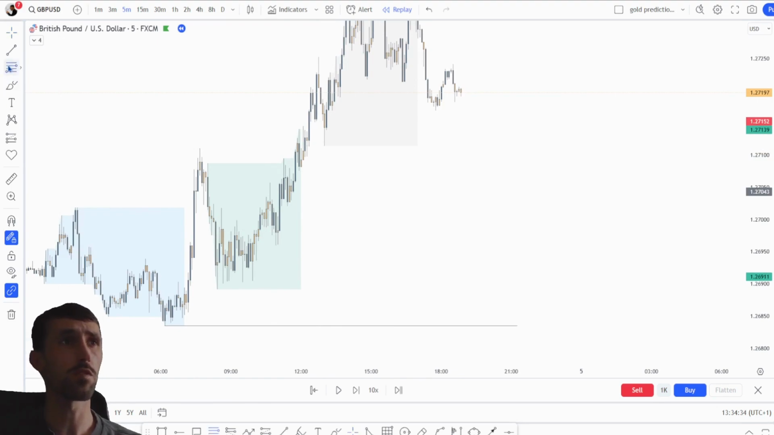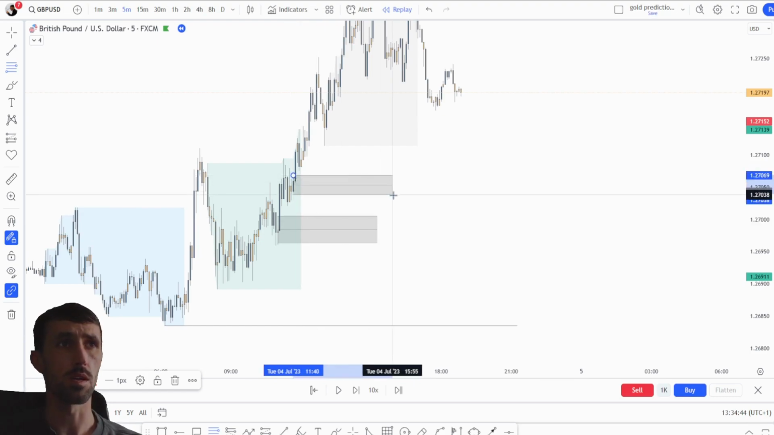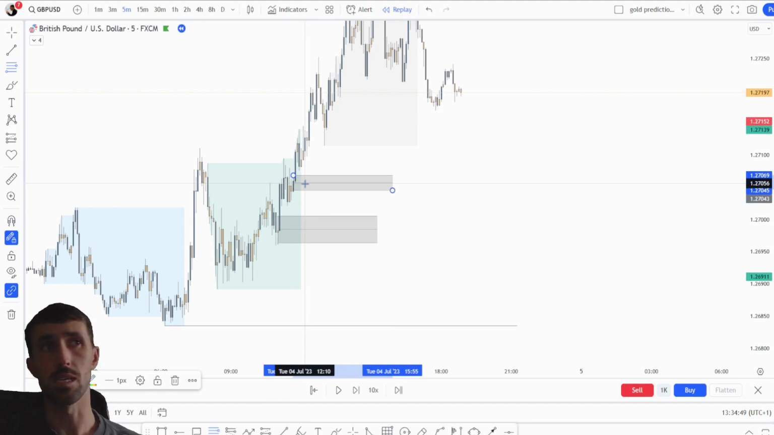Now you can see there's a few different areas across this move where orders have come from. One being here. You can see the imbalance. You can see the order blocks are mitigated. There's also an area here. You can see again, there's clear imbalance. It's unmitigated. Orders are clearly coming into the market in this area.